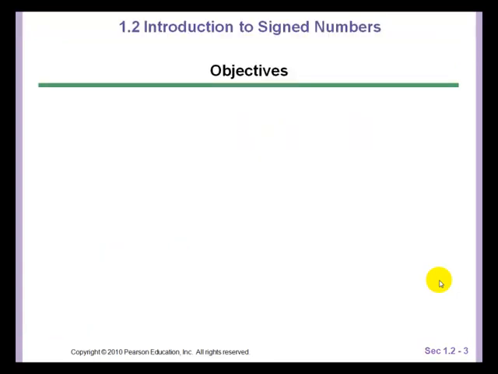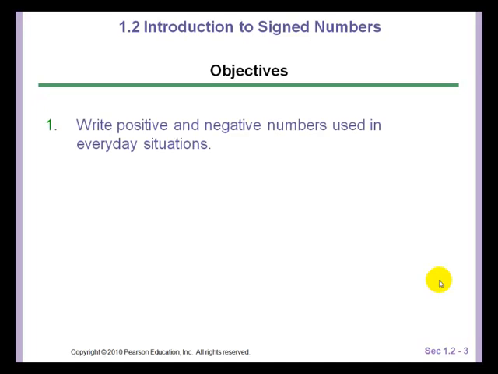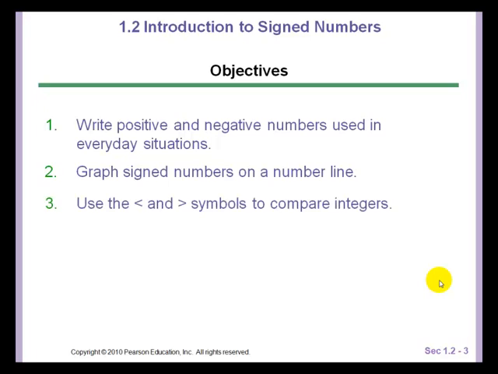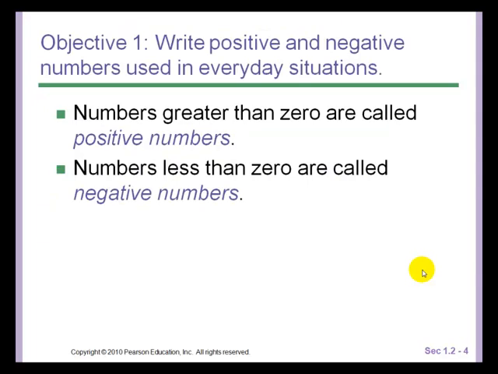The objectives for section 1.2 are: 1, to write positive and negative numbers used in everyday situations; 2, to graph signed numbers on a number line; 3, to use the less than and greater than symbols to compare integers; and 4, to find the absolute value of integers.